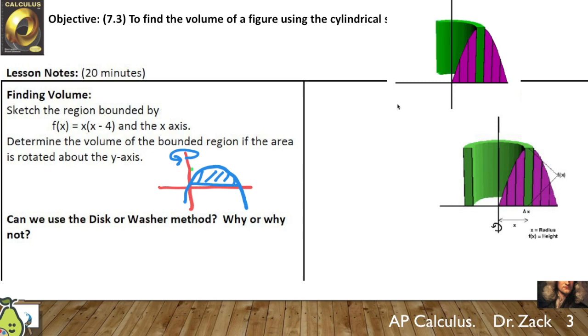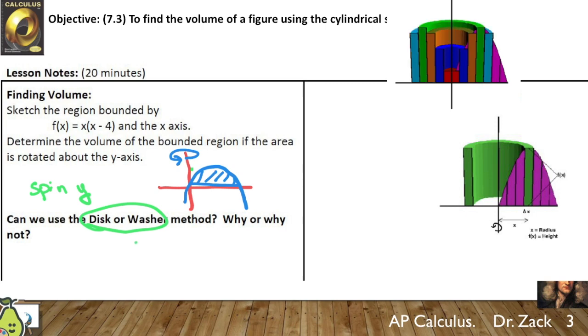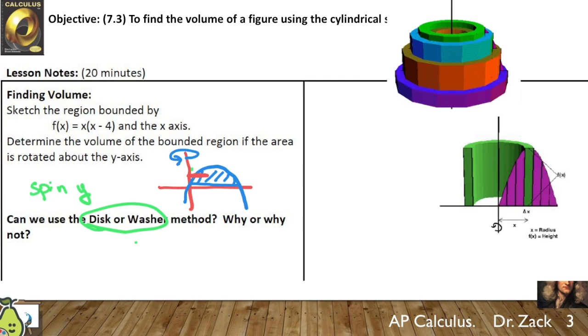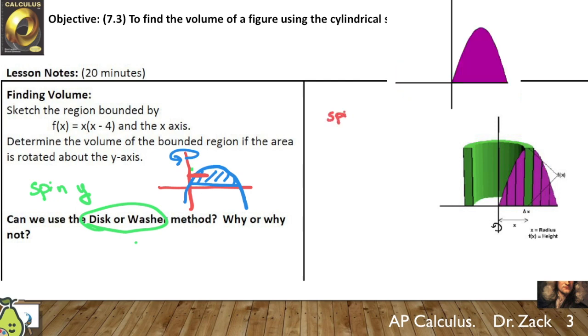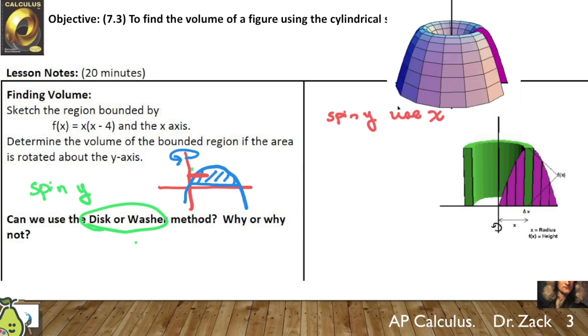We're rotating about the y. So for this problem, we are spinning on y, but using the y values might not be in our best interest. I'd really love to use the x values. So the disc and washer method is not going to work very well here because we can't even solve for x. So let's come up with a new method. If we were to think about the radius, once again, it is going to be how far across it's going. But I don't want to use y's this time. I want to spin across the y-axis, and I want to use x's, so not y's this time.